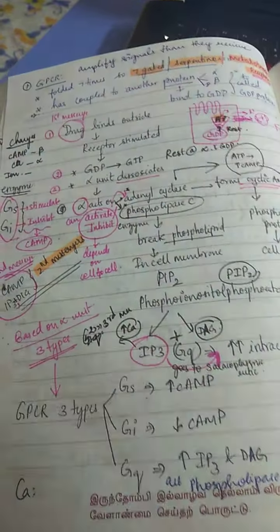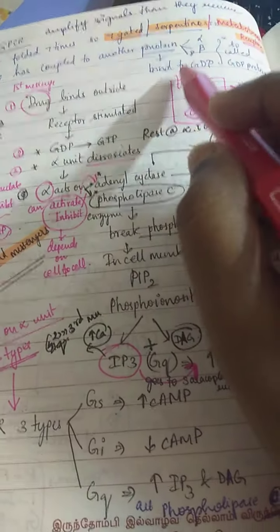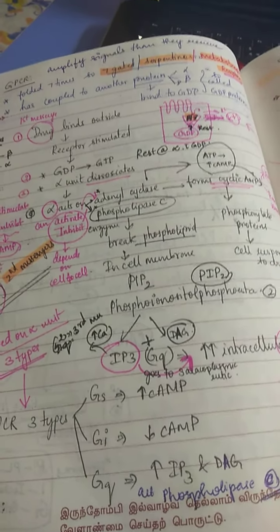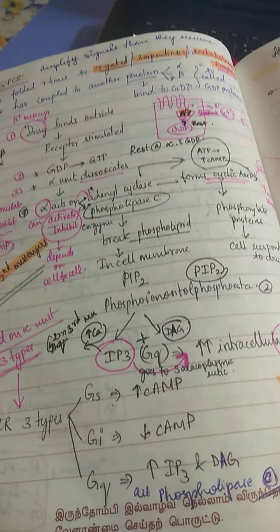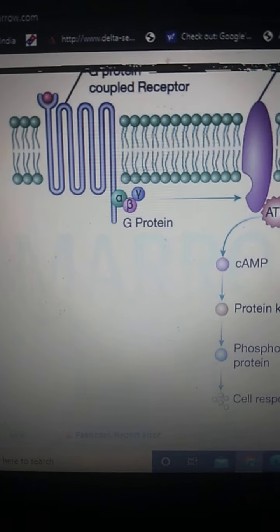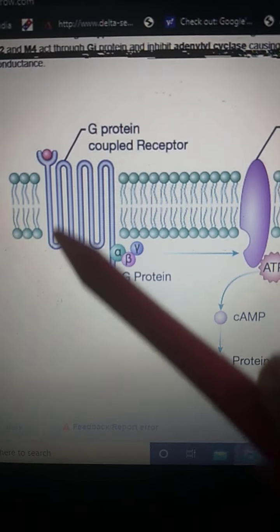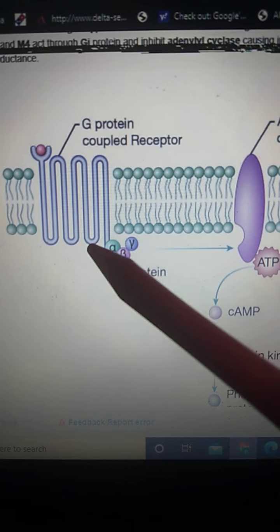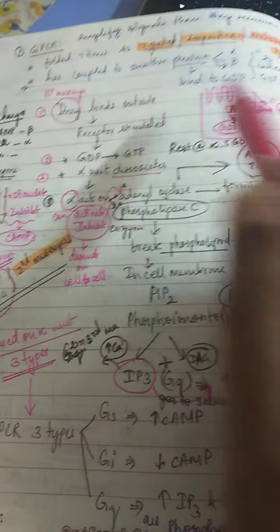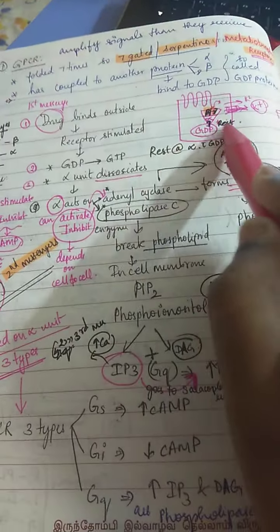So what happens is, normally at resting state, the G protein coupled receptor has alpha, beta and gamma subunits, and GDP is bound at resting state. The receptor crosses the membrane 1, 2, 3, 4, 5, 6, 7 times. So alpha, beta, gamma are bound to GDP at resting state. Once the drug comes and binds, the receptor is activated. Now the GDP will be converted to GTP.